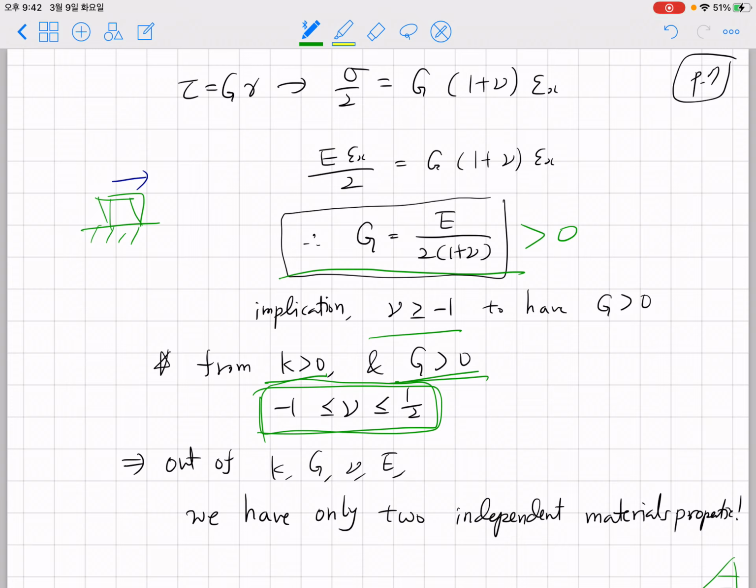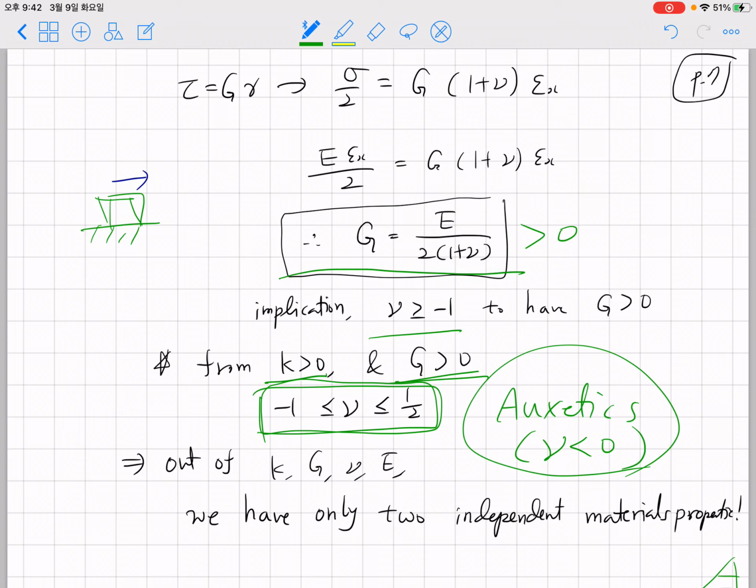Actually, when you look at the pattern of Nike shoes at the bottom, you're gonna see a negative Poisson ratio pattern, and it is called auxetics. This is a material with negative Poisson ratio. If you get curious about this material, please Google auxetics, and if you Google auxetics Nike shoes or auxetics for shock absorbing, there will be tons of documents in Google search.